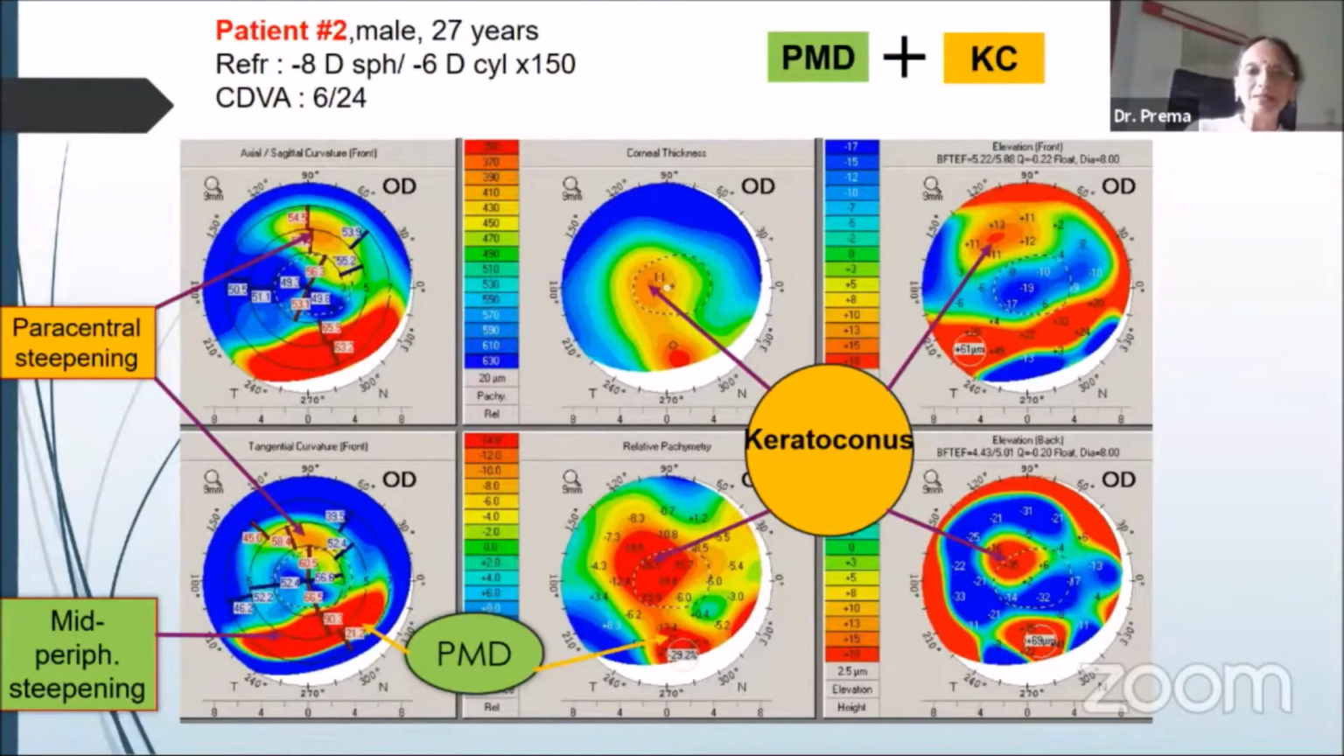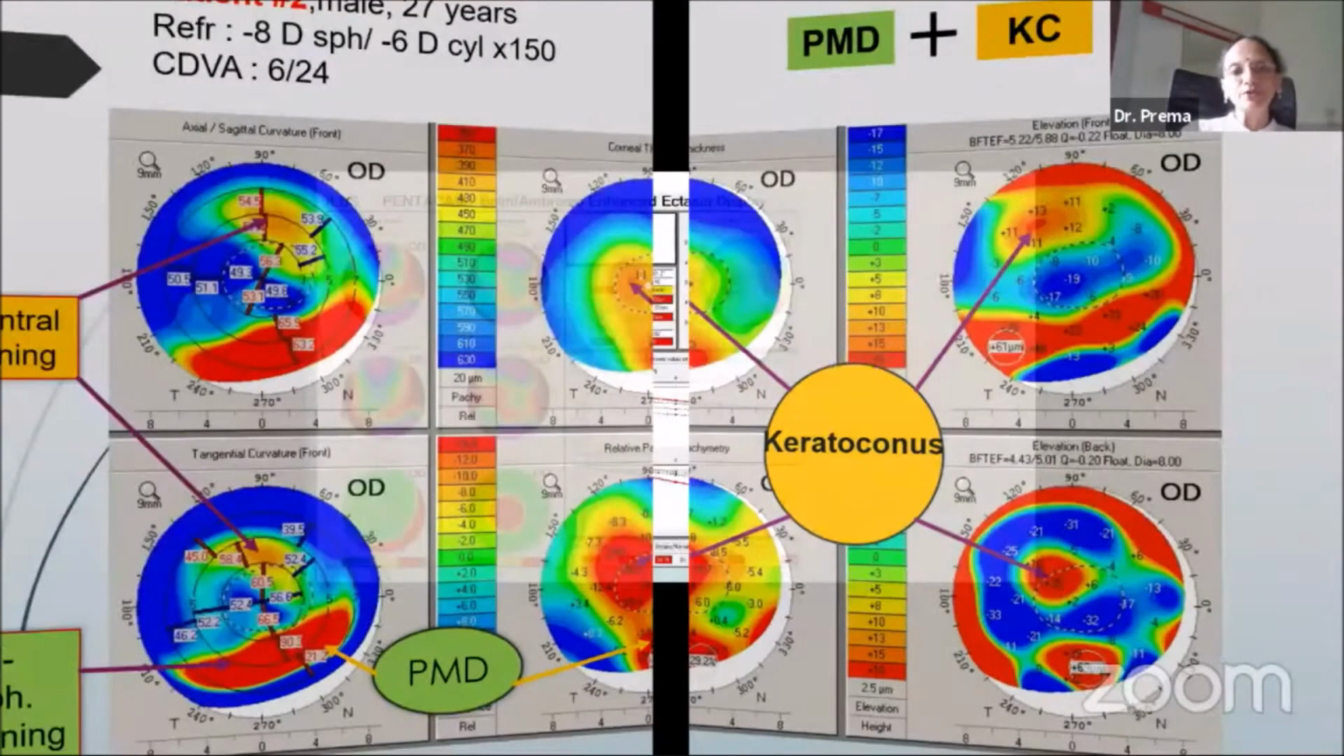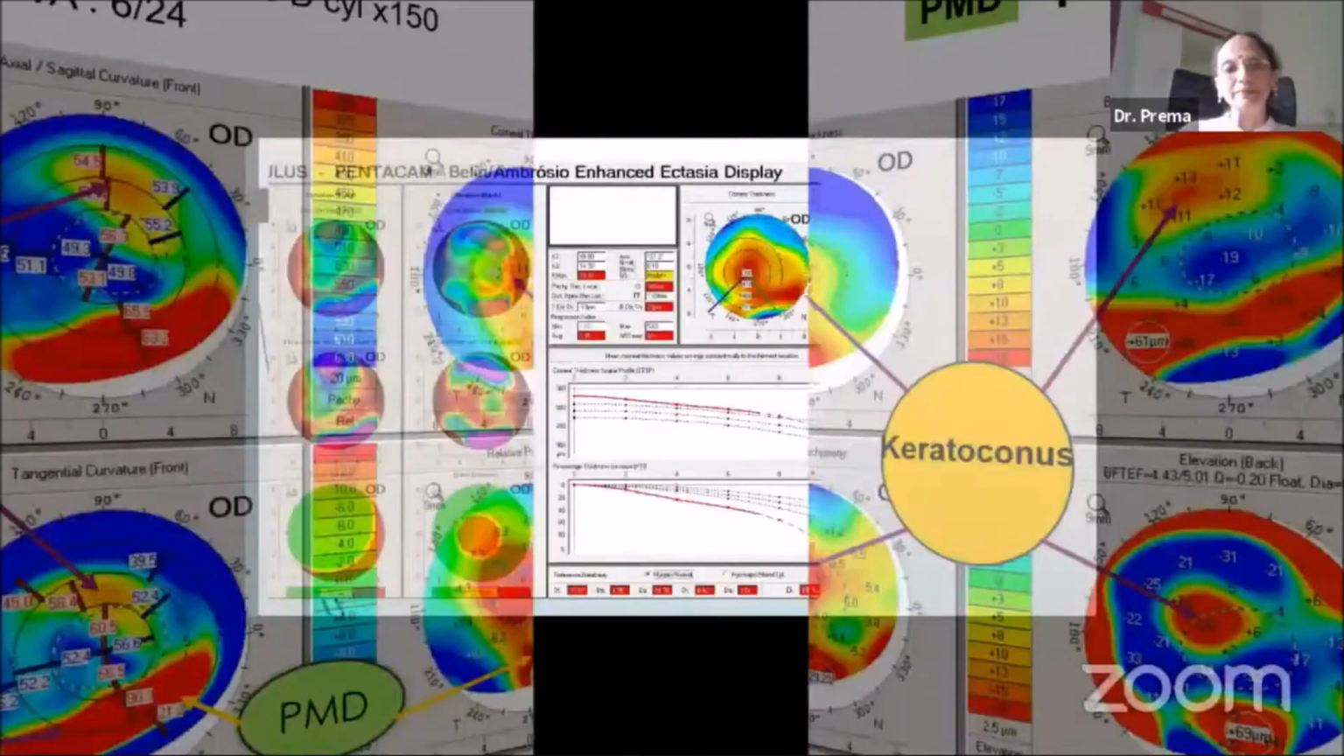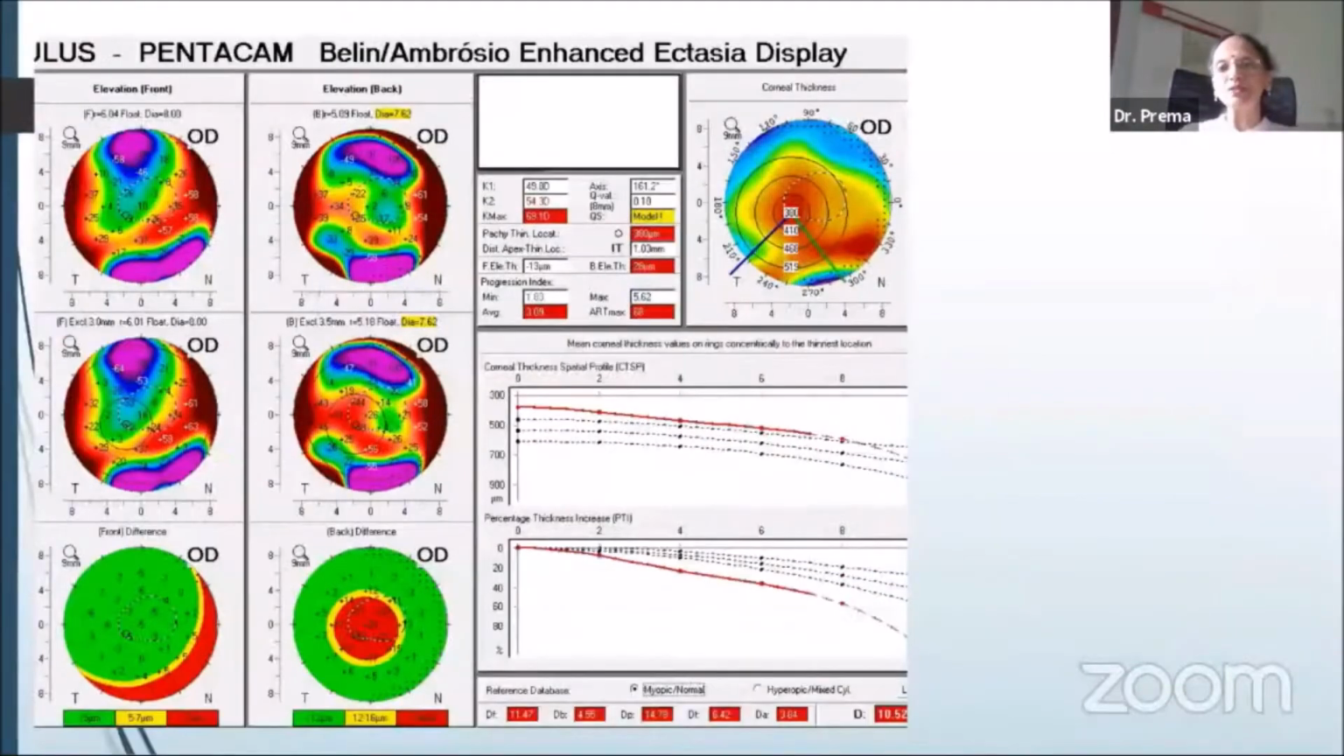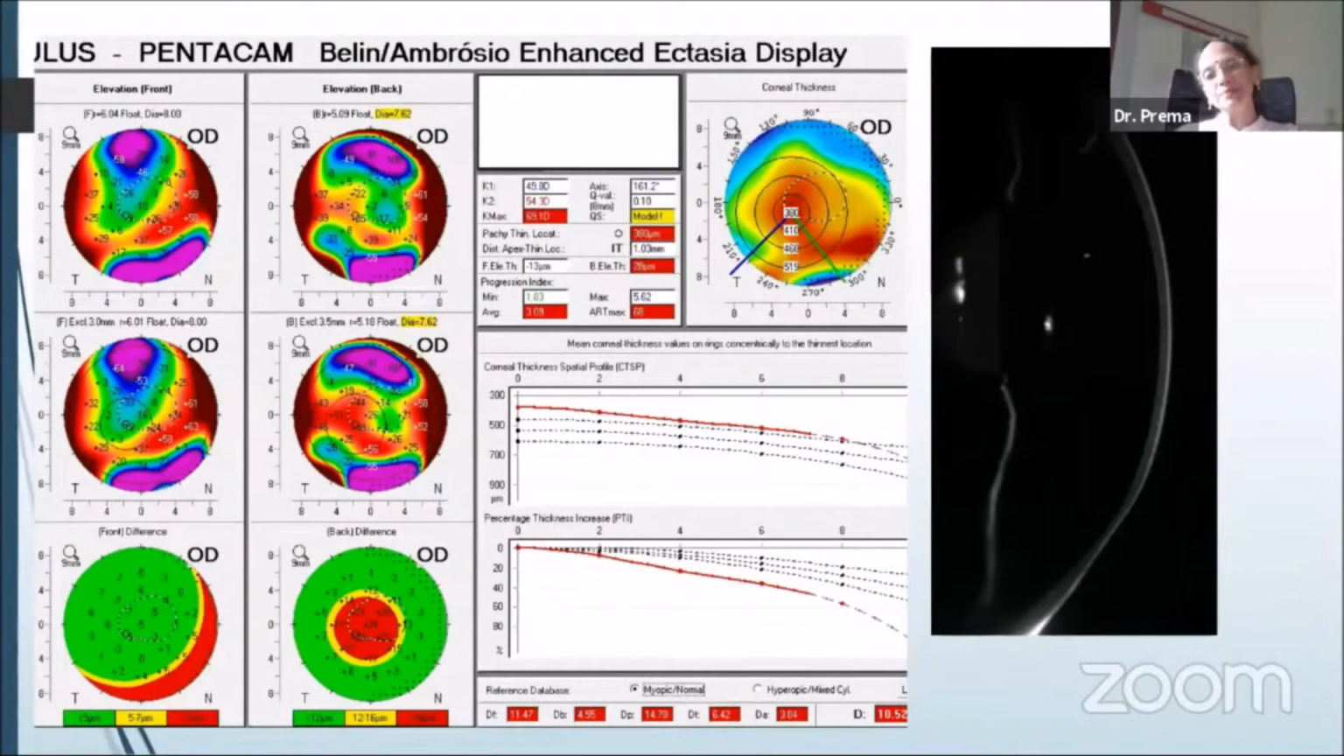So this eye seems to have a combination of a PMD and a keratoconus. And when you look at the enhanced ectasia, the posterior cornea still picks up the keratoconus. The corneal thickness spatial profile is flat, but has a somewhat downward trend. And the Scheimpflug contour has both the elements of keratoconus and the PMD.